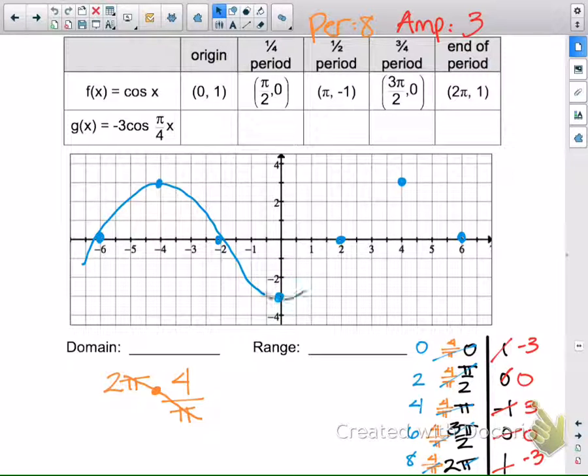What would be my domain for the whole thing of this? All real numbers. Range? Two. Okay, good.